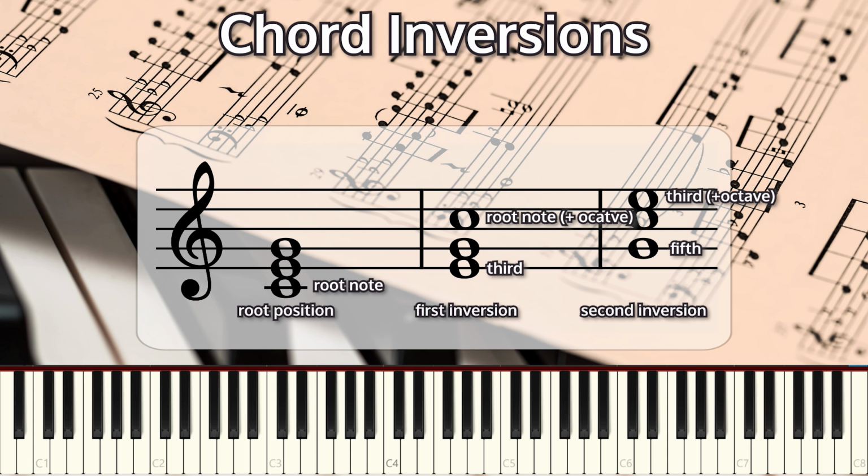Remember, the number of inversions for a chord is always one less than the number of its notes, so seventh chords have 3 inversions.